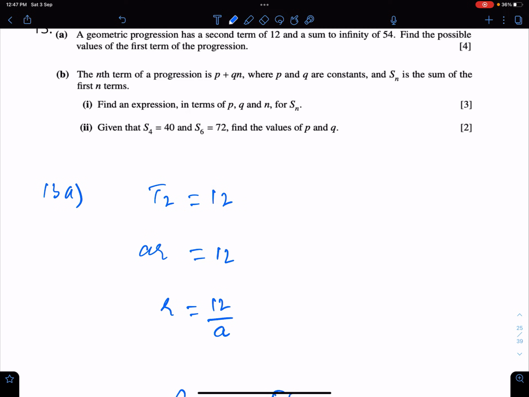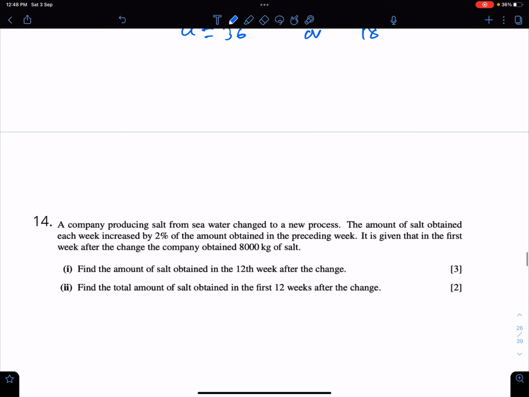Part B. The nth term of a progression. Since in our syllabus only two progressions are there, AP and GP, and this structure is similar to AP, so this is the nth term of AP. And Sn is the sum of the first n terms. We need an expression of Sn. So this is Tn of AP and we need an expression of Sn in terms of these letters. Tn is P plus Qn.